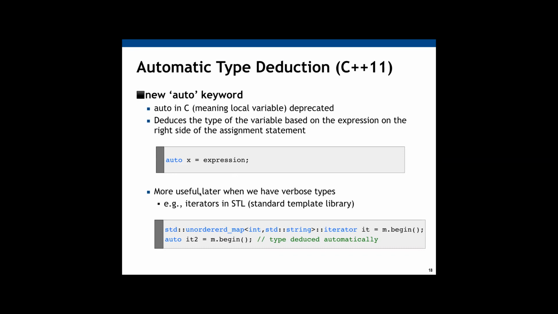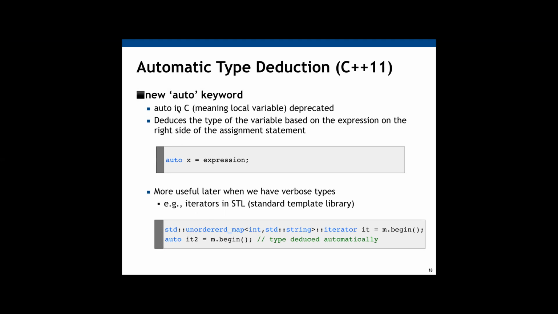The auto is very useful when we are using iterators in the STL, the standard template library. We will learn STL in week 14, so don't worry. Even if you do not understand this code, just look at this one. As you can see here, the type of the variable it is very verbose, long and complex. But we can change this variable to auto like this one. So auto is very useful in such situations, specifying verbose types. It automatically infers this type.